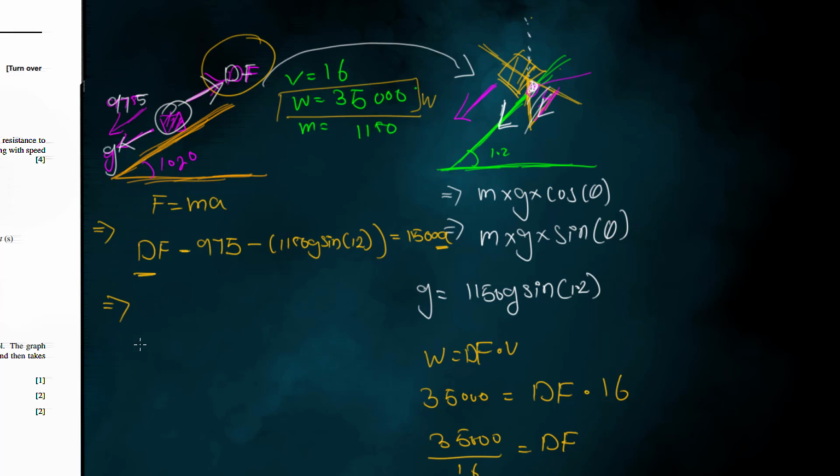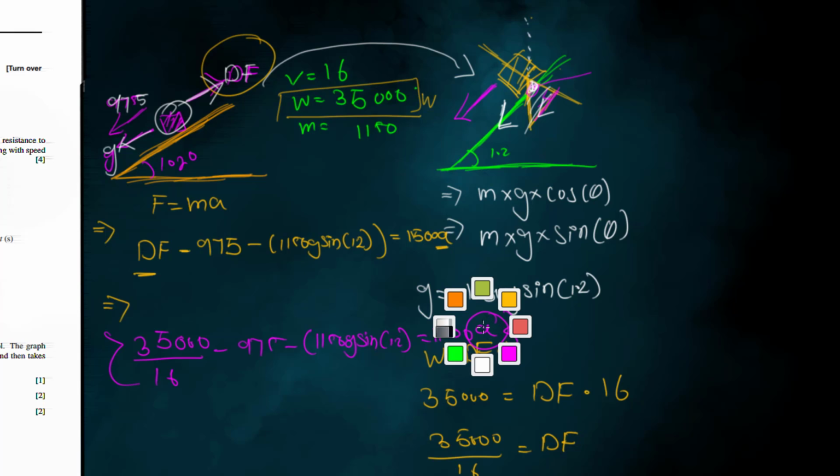That would be 35000 divided by 16, minus 975, minus the force of gravity, 1150 g sine 1.2, is equal to 1150, which is your m, multiplied by your x, multiplied by acceleration. So again we have an equation where you just have one variable, which is acceleration. So we can do our basic algebra and find the answer.